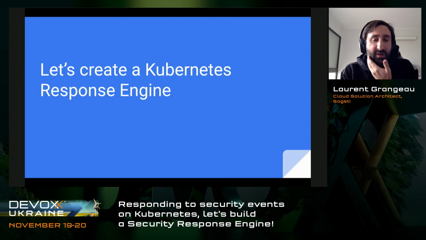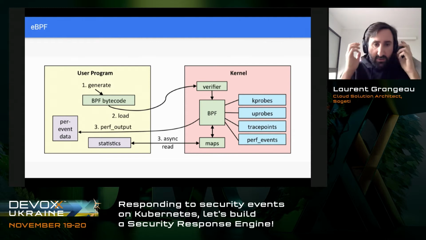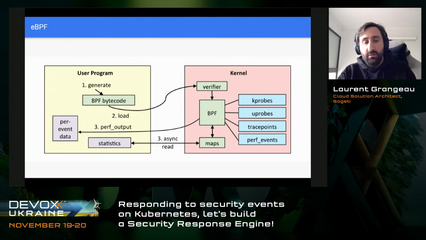And we will speak about the open source project Falco and eBPF. The user program will generate BPF bytecode that will be loaded inside the kernel. BPF can then run this bytecode, and you can have outputs, statistics, and maps of the eBPF call. So when you are using eBPF to run Falco and to install Falco inside the cluster, that's how it works.